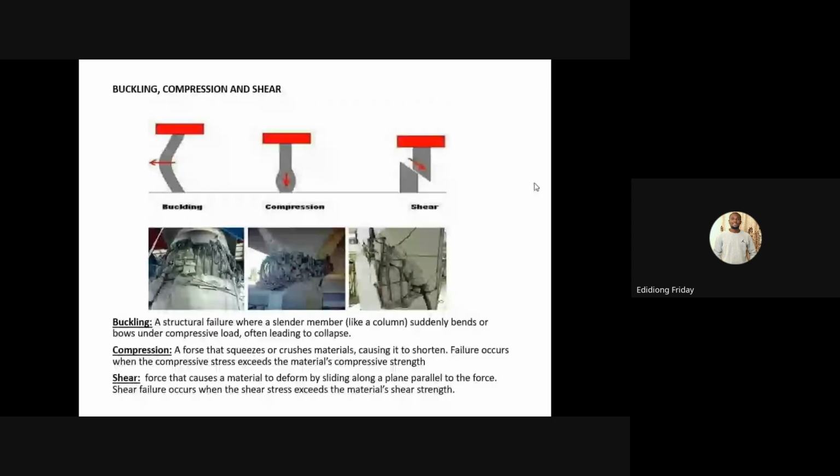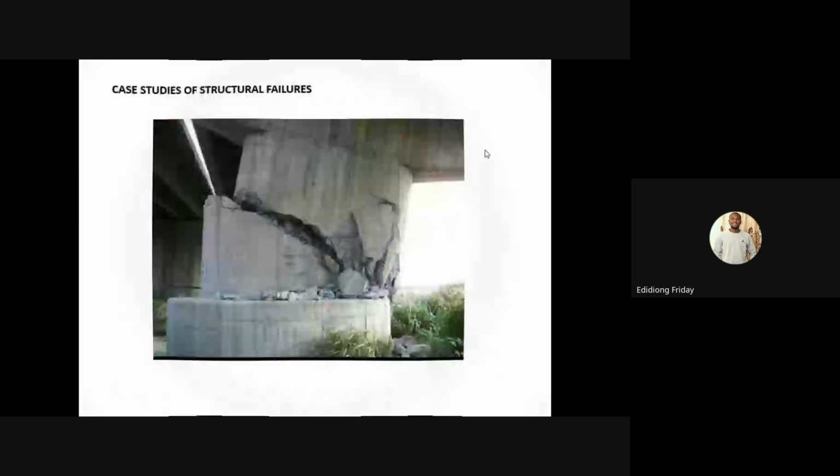So now we have come to almost the end of today's class. What we are going to do next is take a case study of structural failures. At this point, it's going to be an open discussion. We're going to be discussing as a class. We're going to look at several failures and then discuss the possible causes of the failures, and how to remedy them.